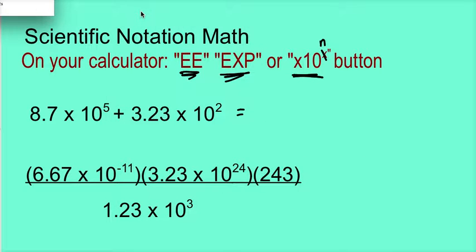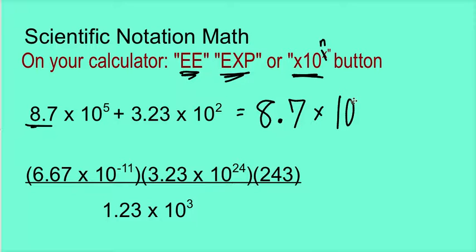Again, our answer here, since we only had 2 sig figs in each of these, we would want to report the answer only to 2 sig figs. So I would keep it at 8.7 times 10 to the 5th. 8.7 times 10 to the 5th is so much larger than 3.23 times 10 to the 2nd that it doesn't really make a difference.